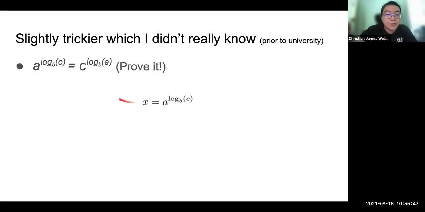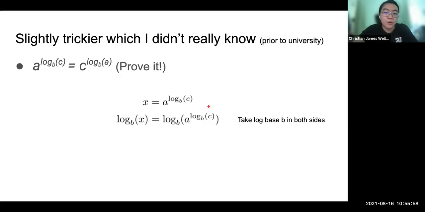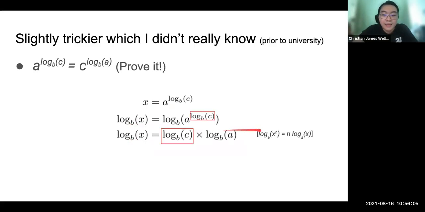I'll first start by equating x equals a power log base b of c. Okay, so I started this off, x equals a to the log base b of c. And then I take logarithms of both sides, log base b of both sides. Okay, nothing impressive here. Then I use this rule over here, the one that brings the power down. So this log base b of c, I bring it down, it becomes log base b of c times this log base b of a.